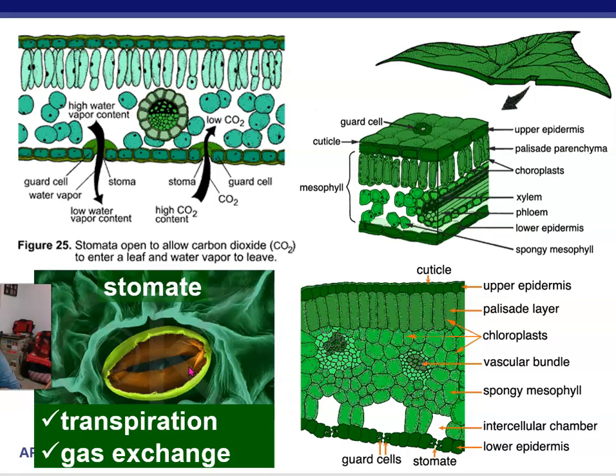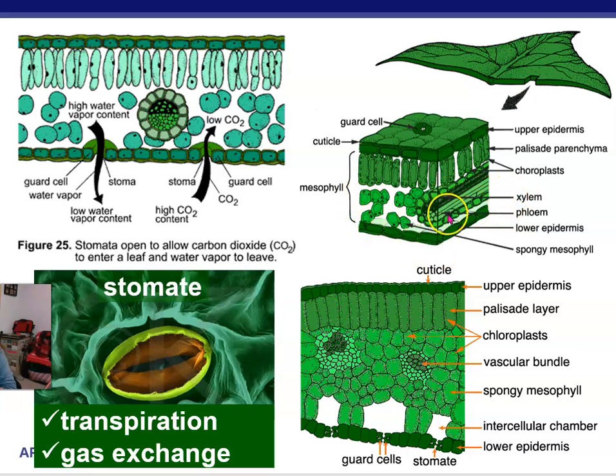If the plant is trying to conserve water, it's going to want to keep these stomata closed. And the guard cells on both sides can contract and close those up. But if we're living in a rainforest, it's okay if we lose water, so those stomata can stay open. And whenever the stomata are open, that means we're bringing in carbon dioxide, and we can do photosynthesis with that.